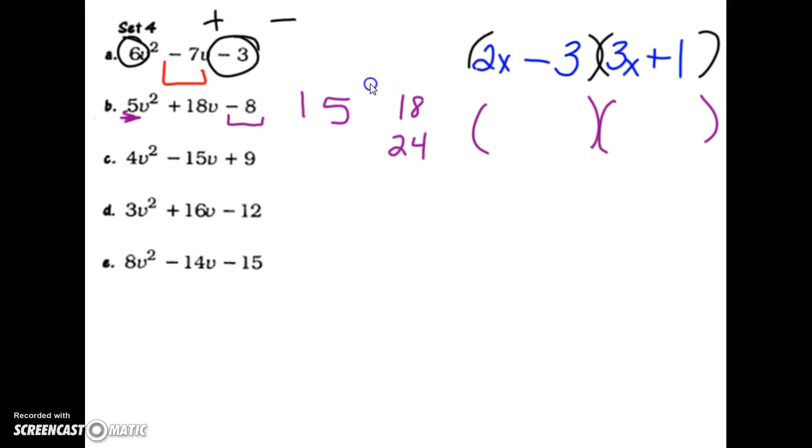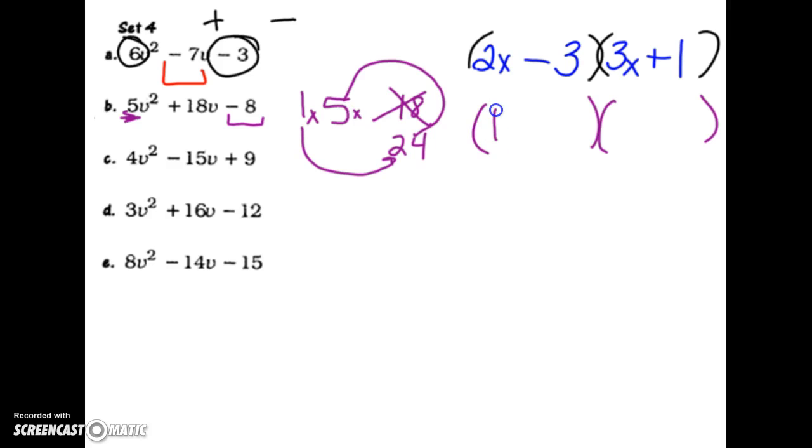So let's just start going through. 5 times 8 gives me 40, so that's not helpful. 5 times 1 is 5. 1 times 8, yeah, that's not helpful at all. Okay. Oh, I see it. Do you see it? If they've got to be 18 apart, 5 times 4 gives you 20. 1 times 2 gives you 2. 20 minus 2 gives you 18. Yes? Awesome.